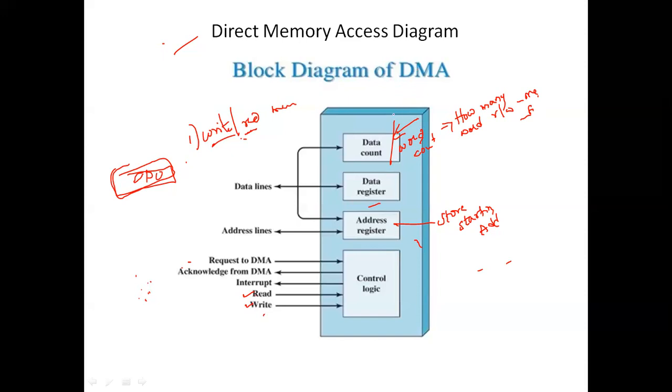So this is the block diagram of the DMA. Here this DMA data count is used to store how many words, or how much data, has to be transferred to or from our memory. Data register, that data is going to be stored. Address register, the CPU is going to specify the starting address, and we are going to store that address in the address register. Here the control logic is used to read or write the data to or from the memory. Interrupt signal is going to interrupt the CPU, with request to DMA and request acknowledgement from DMA to the CPU. So all these things are going to be done in the DMA block diagram.